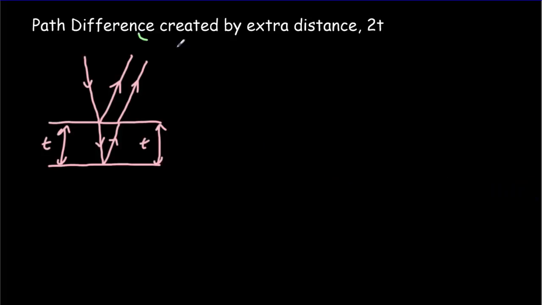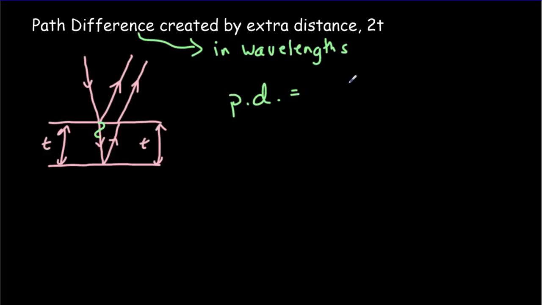Now, keep in mind that we always measure the phase difference in wavelengths, really in cycles of a wave. So what we'd like to know here is how many of these wavelengths fit into the distance 2t. So our path difference is simply going to be that distance divided by the wavelength. How many of those wavelengths fit into that distance 2t? Now, be a little bit careful here, because the wavelength we're talking about is the wavelength in the film. So I should put lambda film here.